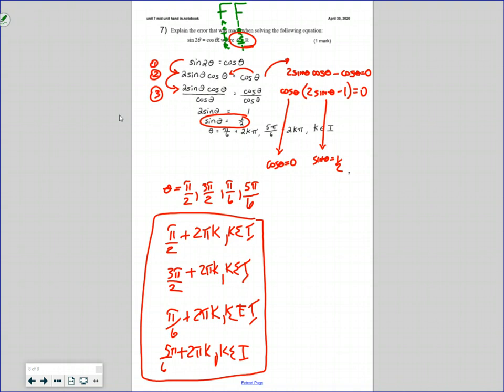Now keep in mind too, on a provincial exam, one way to make your statement shorter is you could actually combine these 2 statements, right? Because how are pi over 2 and 3 pi over 2 linked? Well, they're pi away from each other, as I just demonstrated. So you could write that as pi over 2 plus not 2 pi k, but 1 pi k, k exists as an integer, which basically combines those 2 statements into one, if you were so inclined.